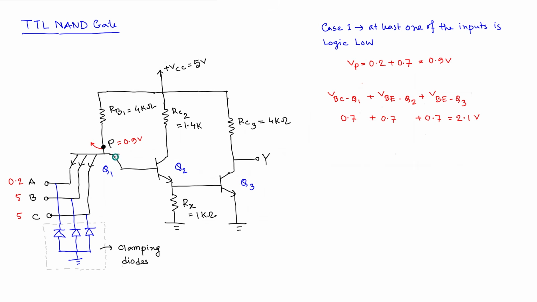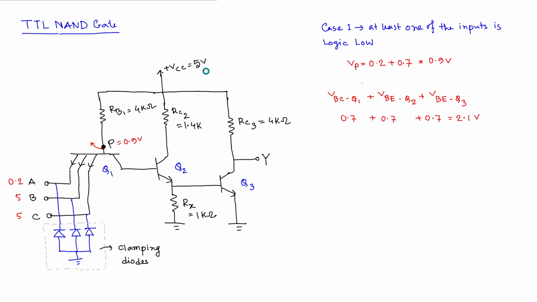That means all of the junctions here will be reverse biased and we will get no current here. Q2 will be cut off, Q3 will be cut off. So if Q3 is cut off, what is the condition? So this is open circuited, that means no current should flow through here.